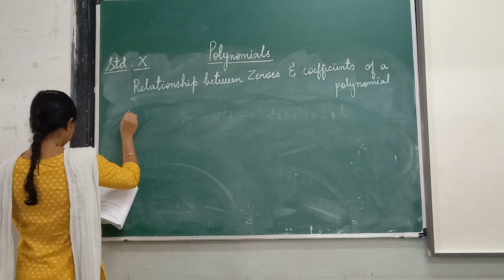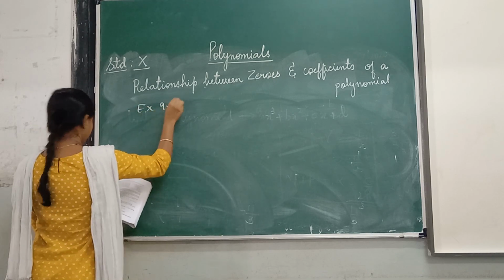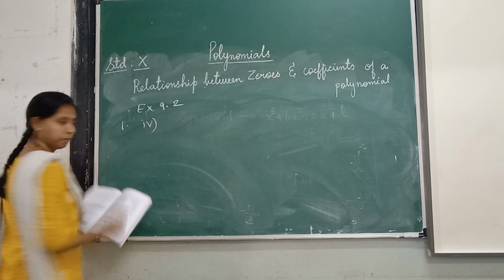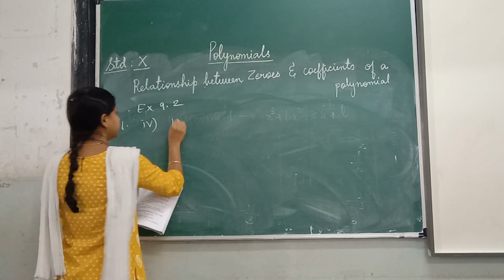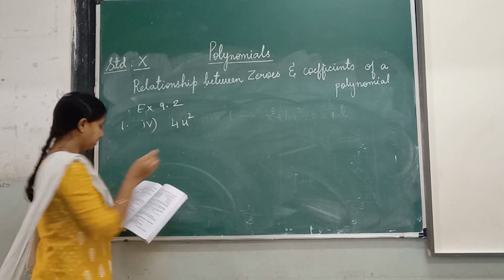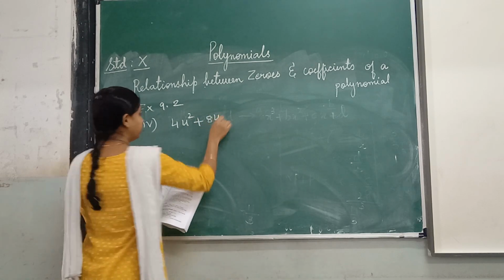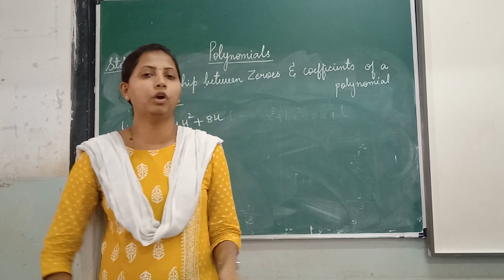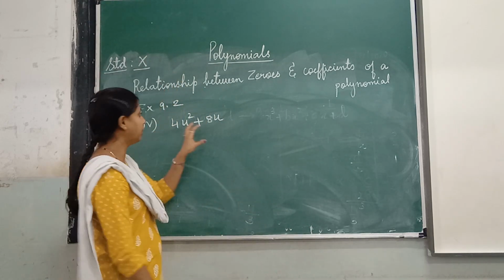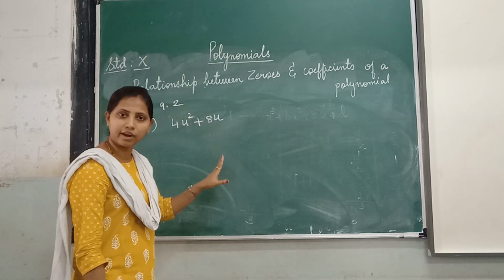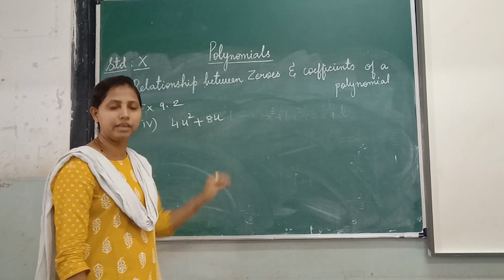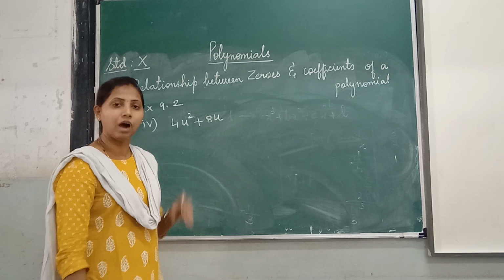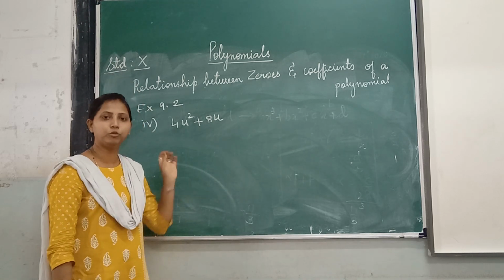Now for example, exercise 9.2. In first main, the fourth one, the equation is 4u square plus 8u. You have here all quadratic polynomials, no cubic polynomial you have in this exercise. Only you have to find the roots of a quadratic polynomial and verify the relationship between their zeros. So firstly you have to find the zeros. How to find the zeros? You have to factorize it.